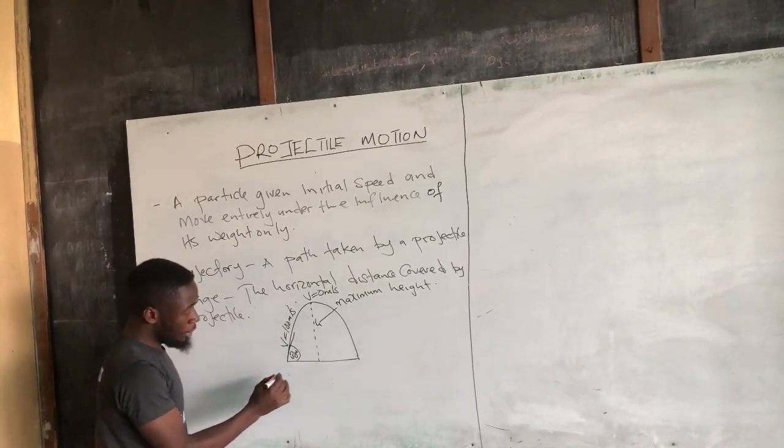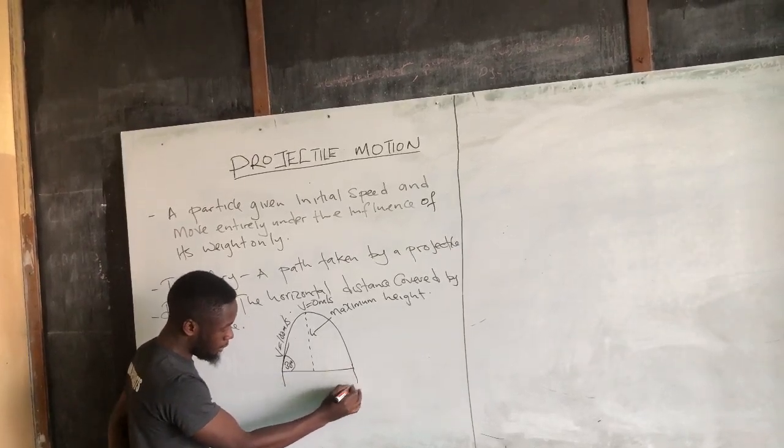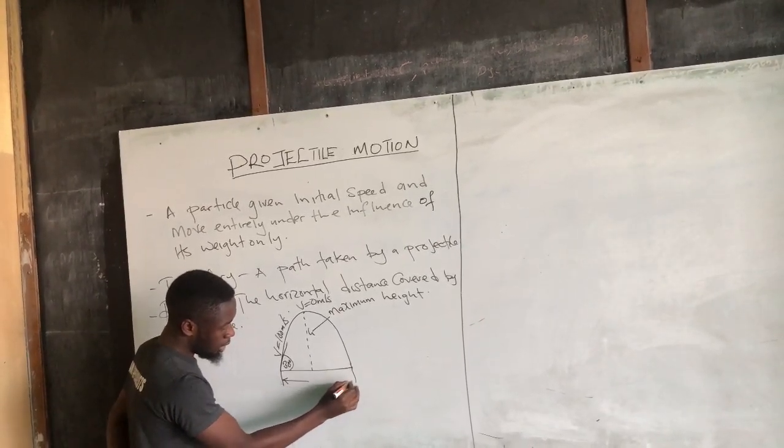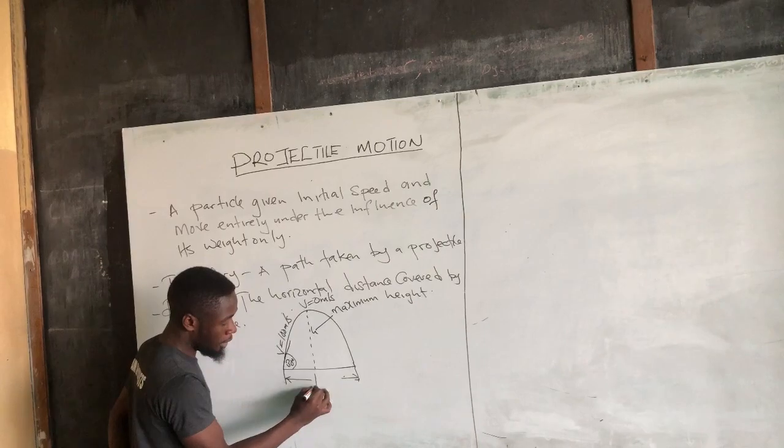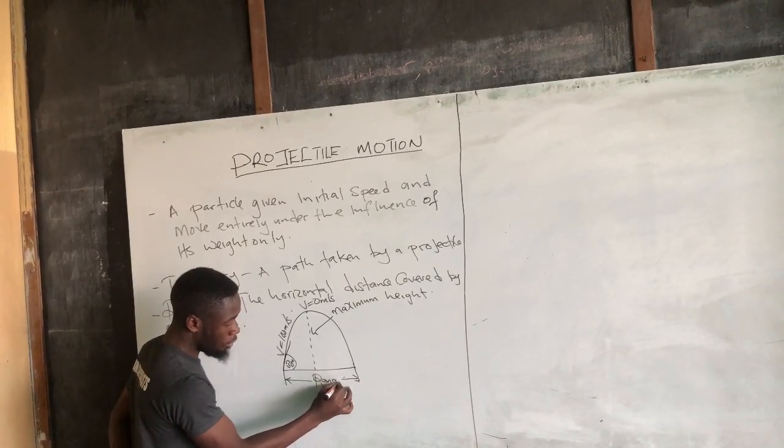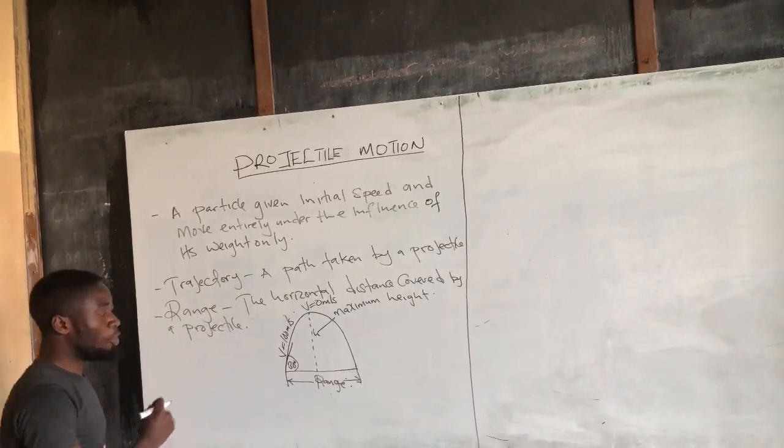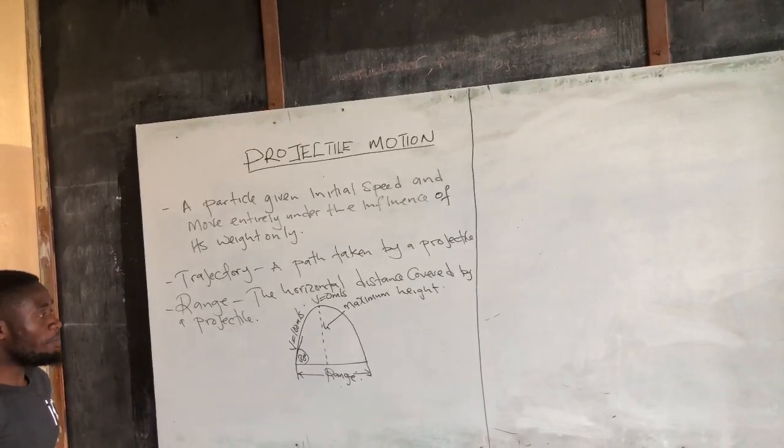This horizontal distance from here to here is what we call the range. The range is the horizontal distance covered by a projectile. So this is the first type of projectile.